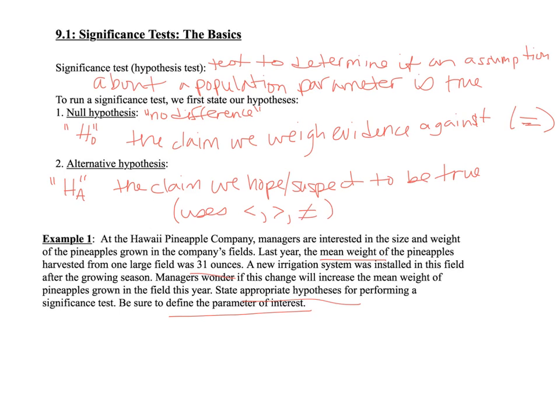I'm actually going to go backwards, and I'm going to do the parameter of interest first. In general, with all hypothesis tests, you're going to want to state your parameter first. It's kind of like when you do word problems and you start by defining a variable. So remember that we're working with means and we're working with the parameter. So we're going to be looking at the population mean, which is the Greek letter mu. In this case, mu is going to be the mean weight of the pineapples this year.